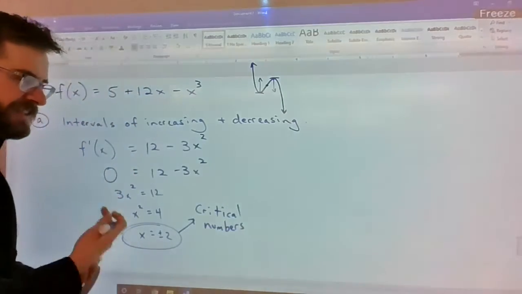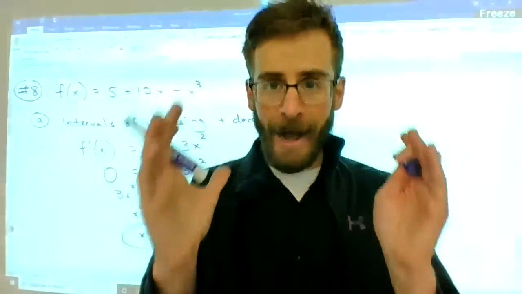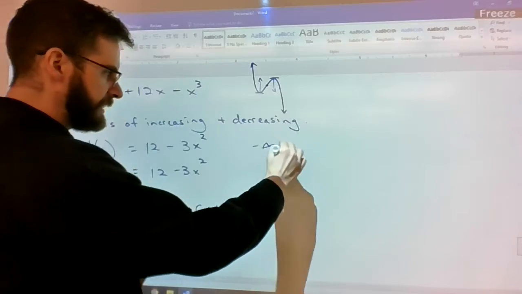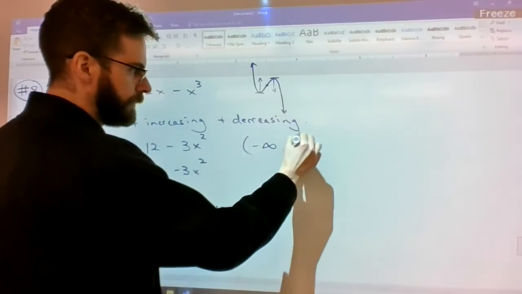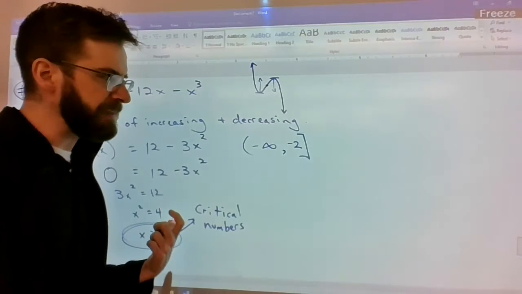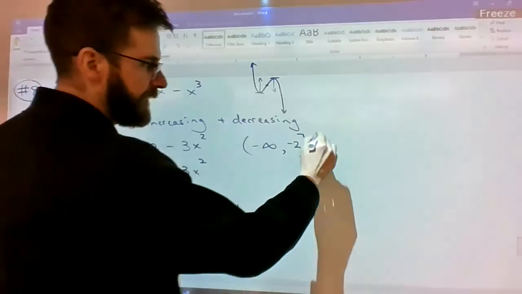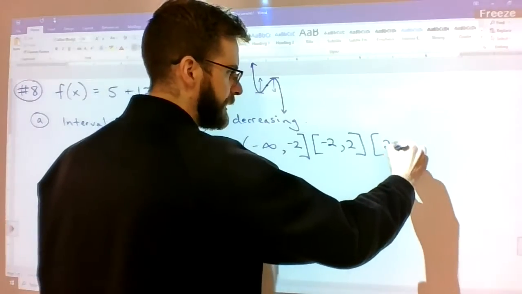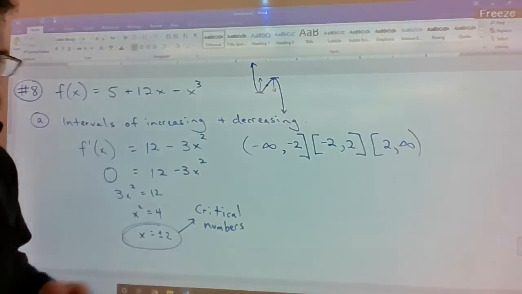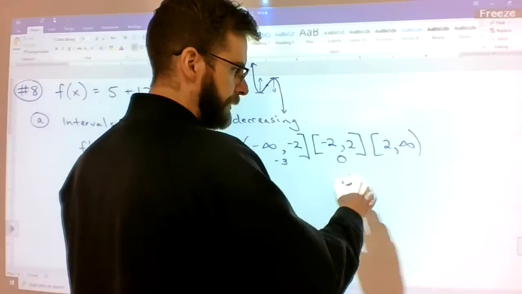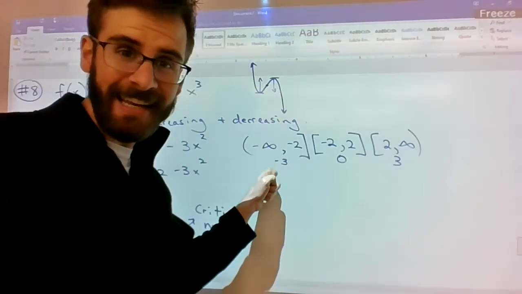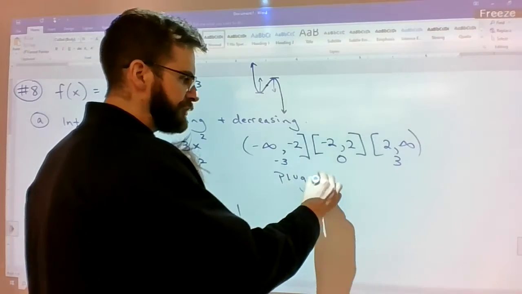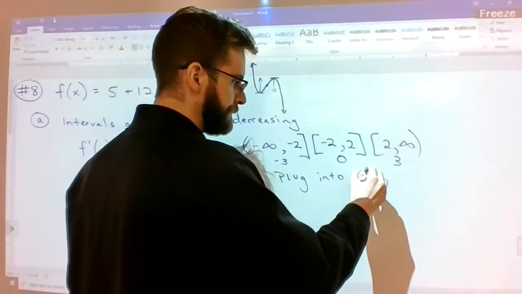The critical numbers are the places that we need to sort of bound our intervals that we need to test. So from negative infinity to negative 2, that's going to be an interval that's either increasing or decreasing. Then we need to test negative 2 to positive 2 and 2 to infinity. So pick a number in between, and then we're testing it into the original f prime. Plug into the untouched f prime.